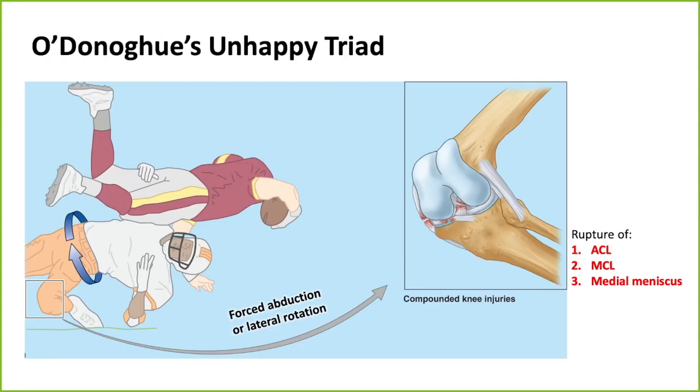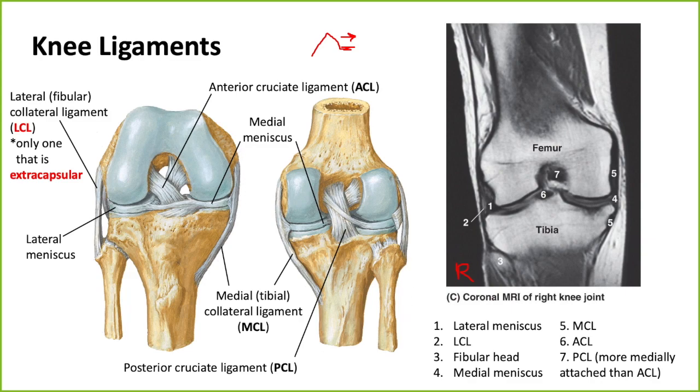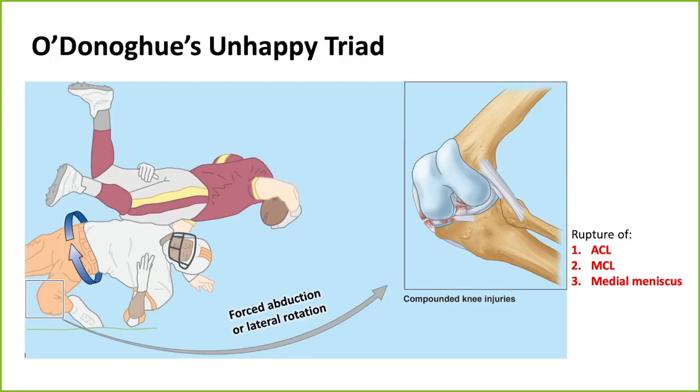O'Donoghue's unhappy triad. So we'll have a rupture of the ACL, MCL, and medial meniscus. And it's because of a forced abduction or lateral rotation, like in a major injury like football in this example. So when we were looking at this picture, remember that medial meniscus and that medial collateral ligament, they're basically fused together. So if one is going to be disrupted, it could easily disrupt another one. And then that ACL is just right there on the front. And there's actually more ACL injuries than PCL anyways, so it makes sense that it would be the ACL.